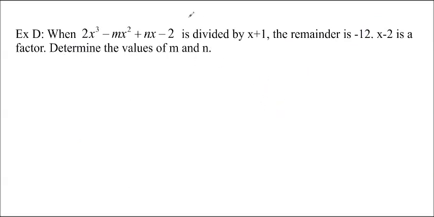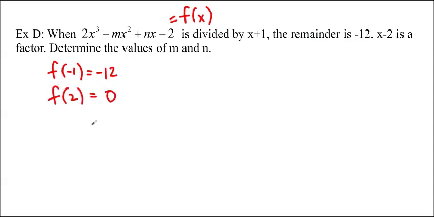So the first thing that we're going to do is label this, and let's let that be f of x. And we'll notice that f of negative 1 is equal to negative 12 because the remainder is negative 12. X minus 2 is a factor, so f of 2 is equal to 0. And we're going to plug this in, and you'll find that we have two equations with m and n, and we can solve that system of equations.